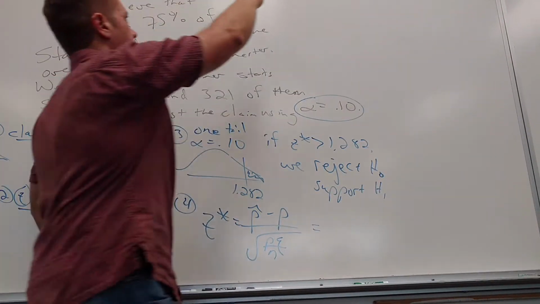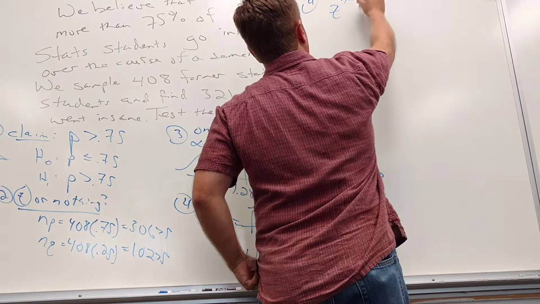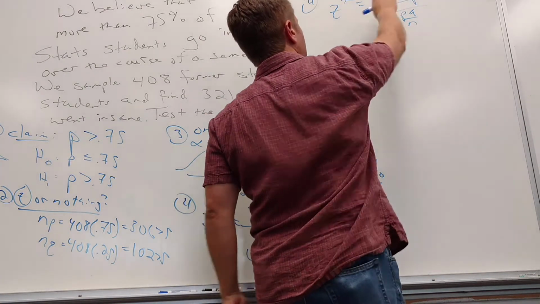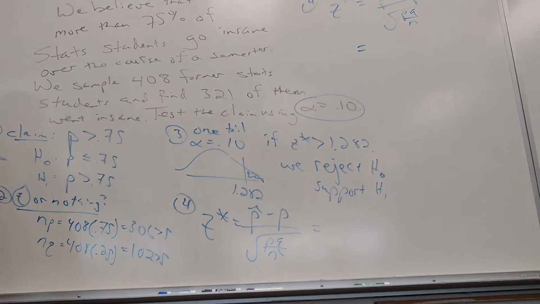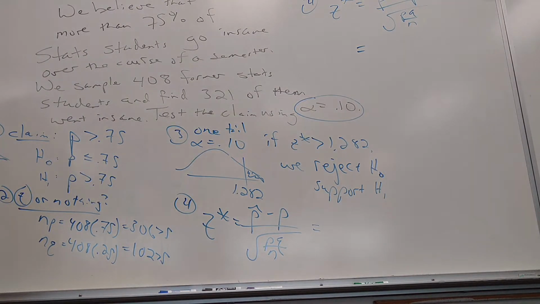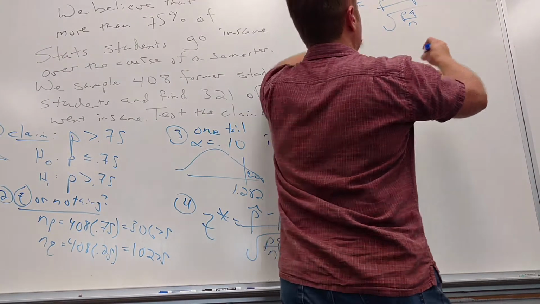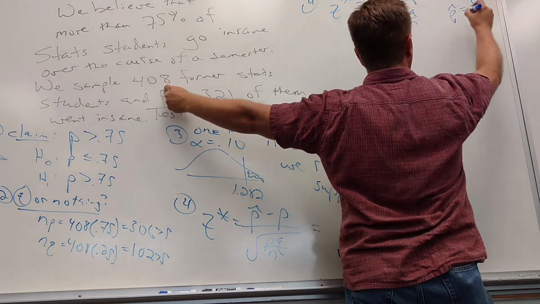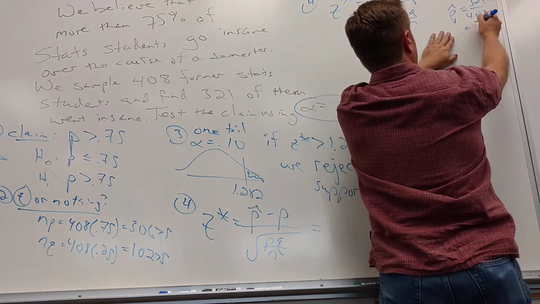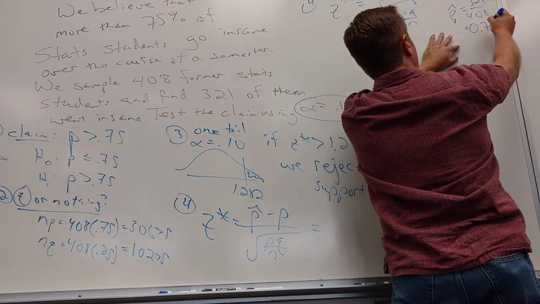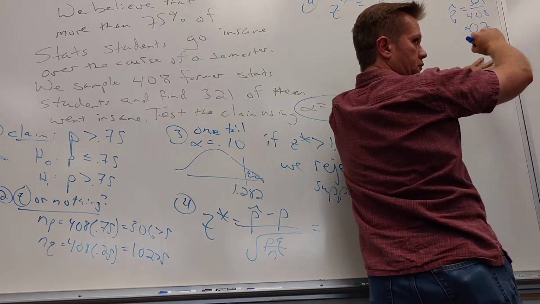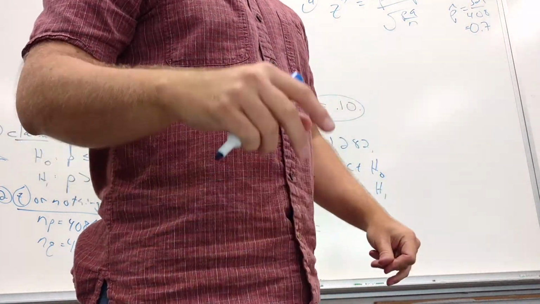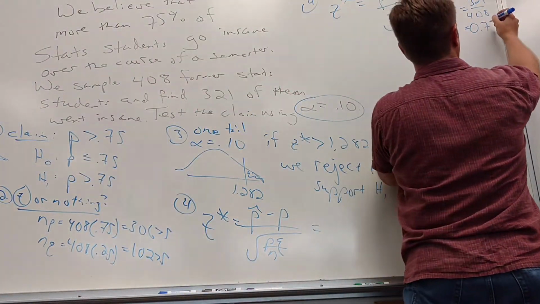All right, so let me pull this up here. Step 4. What's p hat? We got to calculate that. 0.7, where do you get that from? It's the 321 divided by 408. Yeah, 321 we found out of 408. What'd you say it was? 0.79. Oh, I rounded. It was 0.787 something, so I just rounded.